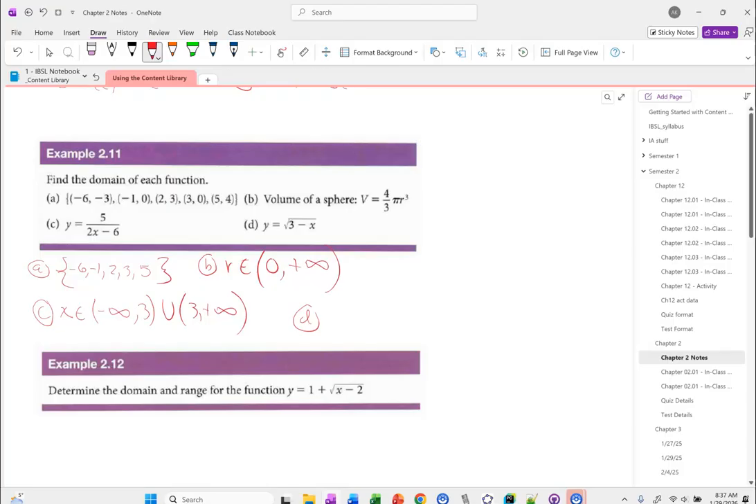What do I have to be worried about when I'm taking the square root of a number? What kind of numbers can't I take square roots of? Negatives, right? So I have to make sure, if I look at this, what's the biggest possible value of x I could have? 3, right? Because if I get bigger than 3, what's going to happen? X minus 3 is going to be negative. Or, sorry, 3 minus x would be negative, right?